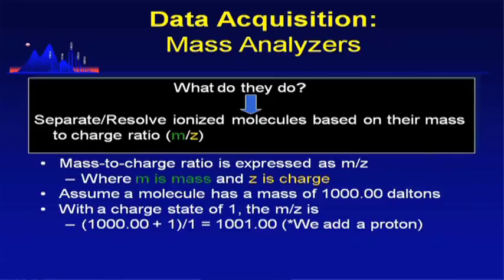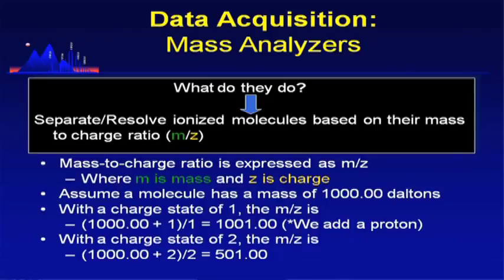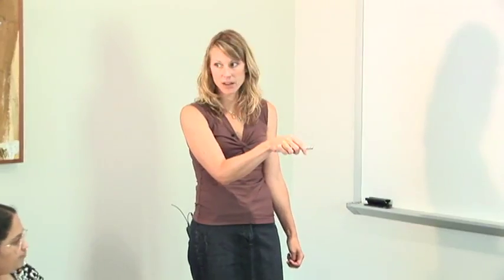That's what we'll detect. Now, if we were doing this by electrospray, so now we have a charge state of 2, the same peptide is going to look like 501 to us, because we have 1,000 plus 2, because now we have 2 protons, divided by 2, because we have 2 charges, to give us 501. So we will actually see 501 in our spectrum, but that corresponds to a peptide of 1,000 Daltons.